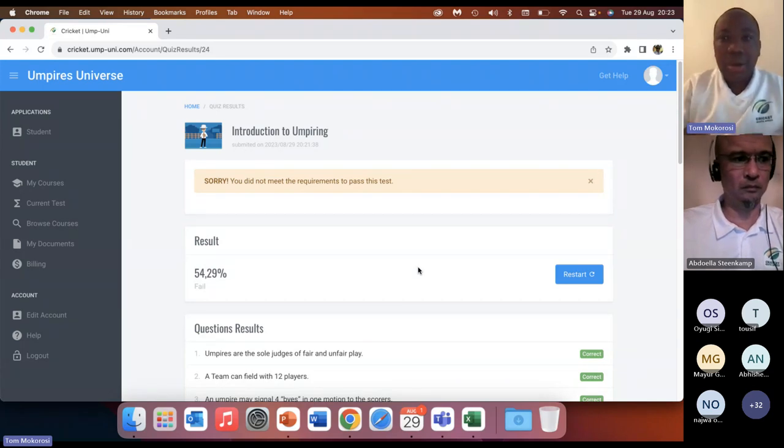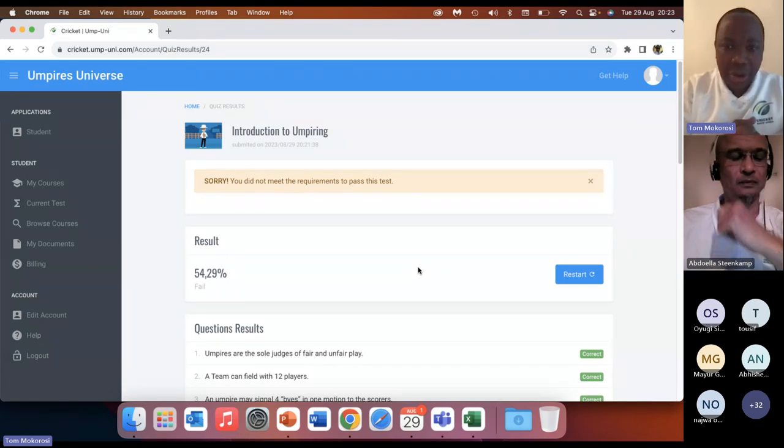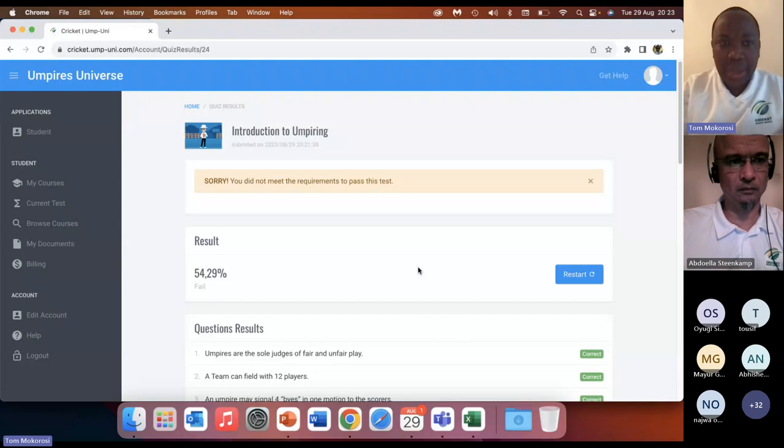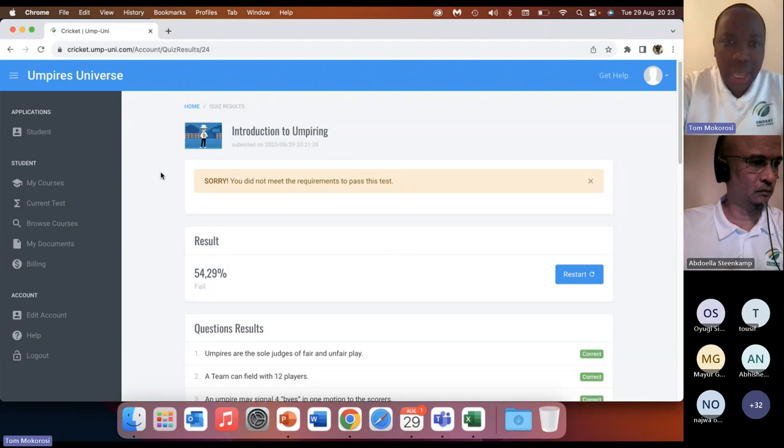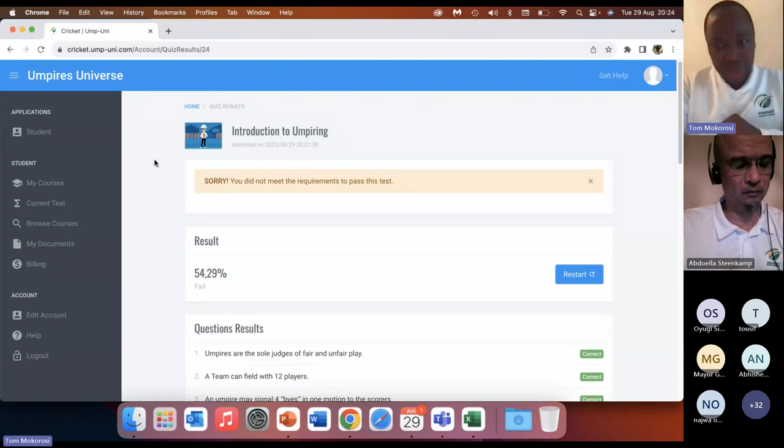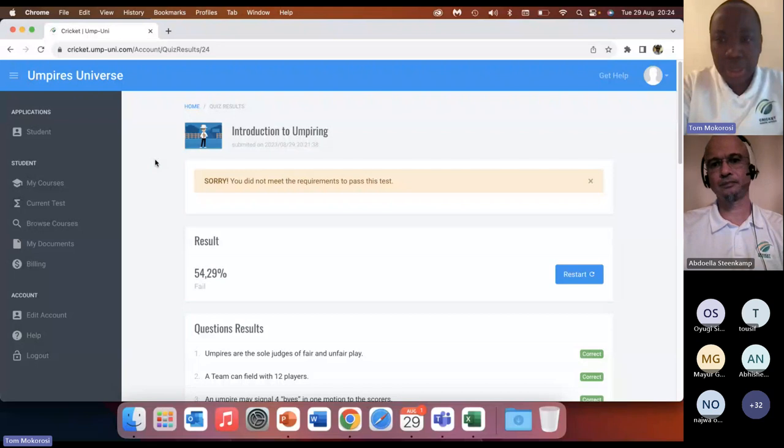You can do this exam on a mobile phone. You can do it on an iPad or a tablet. You can do it on a laptop or a desktop computer. Entirely up to you. It is not as easy to do it on a mobile phone, but it is possible. One of our trainers here in Cape Town has done it on a phone, but those pictures, for example, of the leg before wicket dismissal decisions that you need to judge on won't be easy to see on a mobile phone. So I would advise you to rather do it on a tablet or a computer for easier viewing purposes.